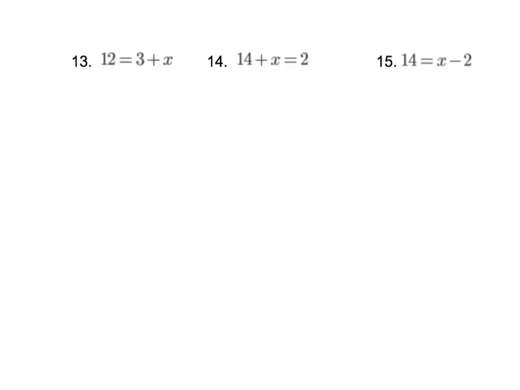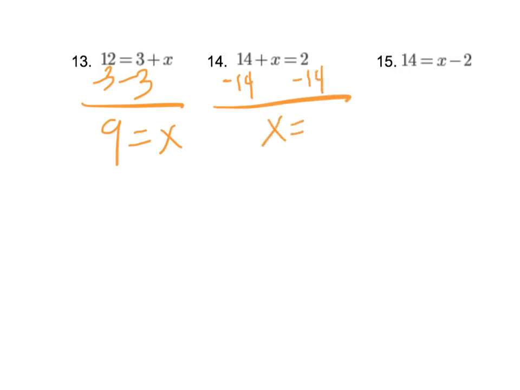And for the last 3 problems, 13, 14, and 15. 13, 12 equals 3 plus x, minus 3 to both sides. X equals 9. 14, 14 plus x equals 2. Subtract 14 from both sides because that 14 was positive. X equals negative 12. And then 14 equals x plus 2. Add 2 to both sides. 16 equals x. I hope this helps with your homework.